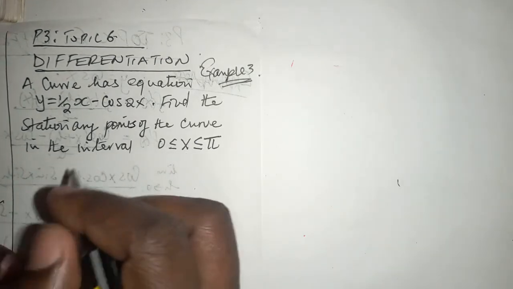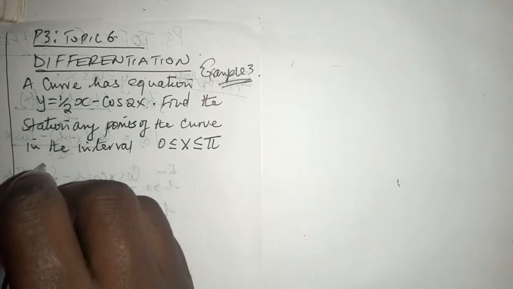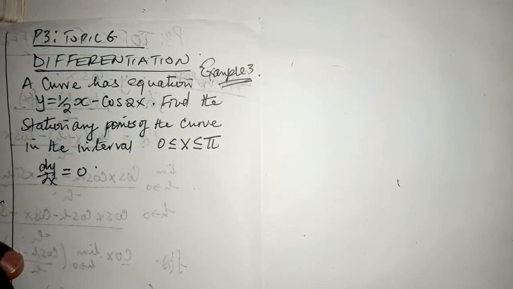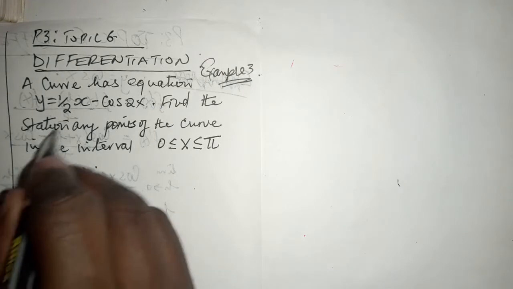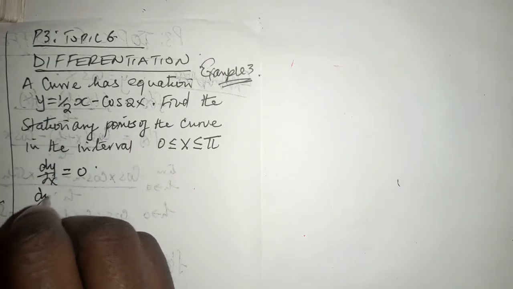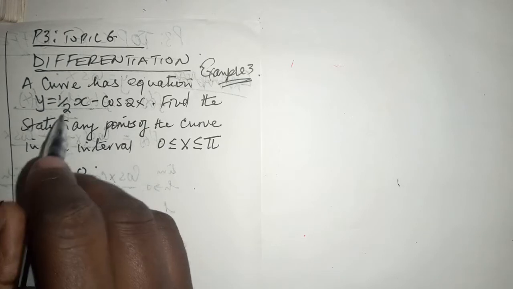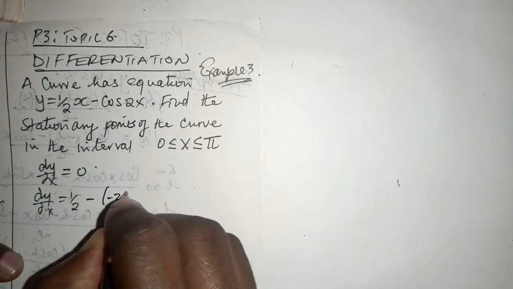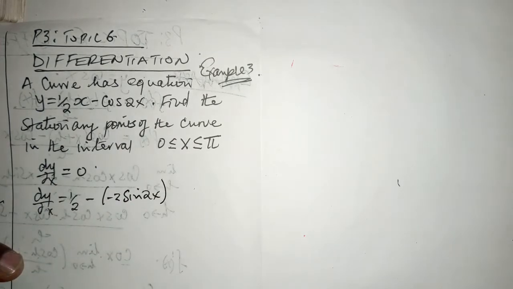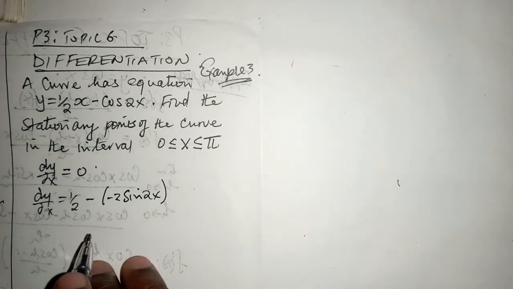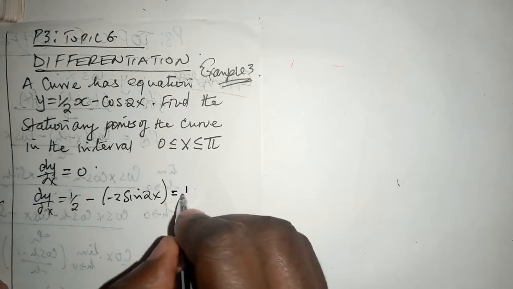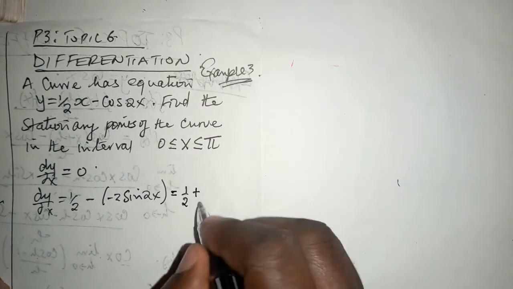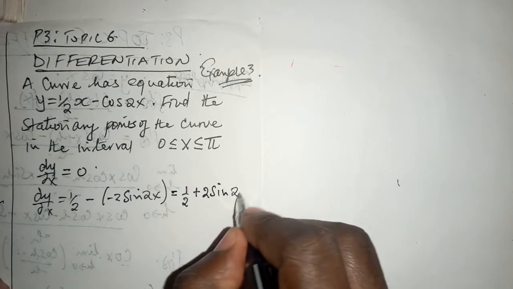And we all know that at the stationary point, dy/dx is equal to 0. So before we do anything, we must be prepared to differentiate the function of the curve given, and you have dy/dx equals a half, of course, minus cosine 2x, which is minus 2 sine 2x. You can confirm that from the previous videos. That gives us a half plus 2 sine 2x.